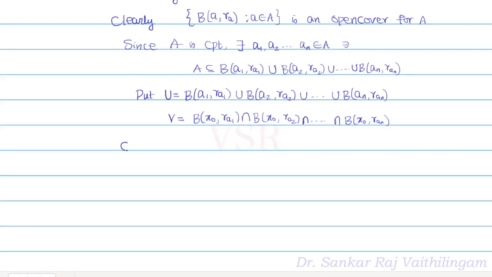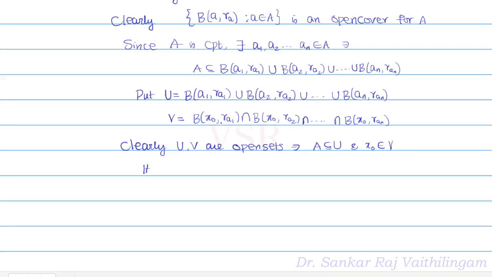Clearly U, V are open sets such that A is contained in U and this point x0 belongs to my capital B. Certainly all the center points are there; the center point is in every ball, and since the center point is common to all of them, this point is in V. And this is the only thing, you can verify that it is easy to verify.